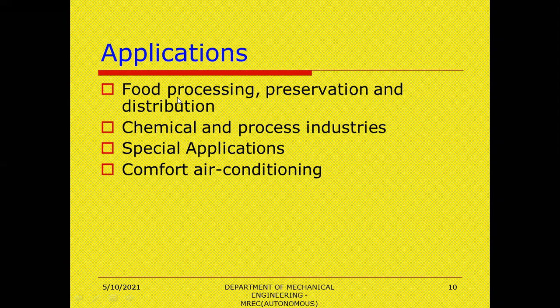So these are the places where you are storing your food material. As you go through Guntur, you see them all along the road, left to right. Storing your cotton, storing your chillies, storing other materials. So there are also other places where you can use this R&AC: chemical and processing industries, special applications, comfort air conditioning. So like this, you have a number of fields where this R&AC is used.